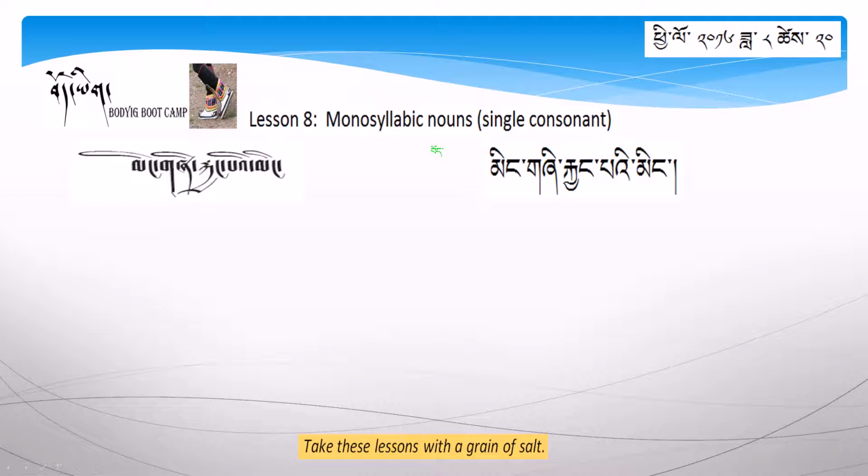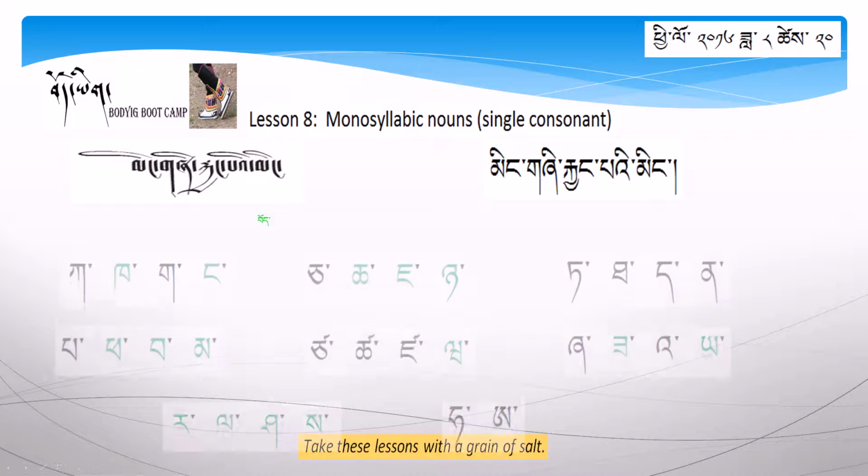Ming meaning noun, Gyangba meaning single, Mingxi meaning consonants. So nouns formed by single consonants. And then the same exact thing here. And then the same exact thing here in headed letters or uchen, and this is headless letters or ume.